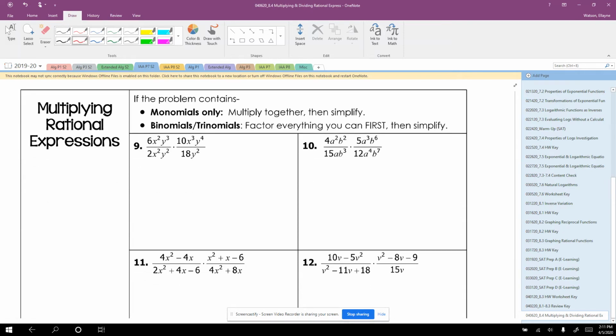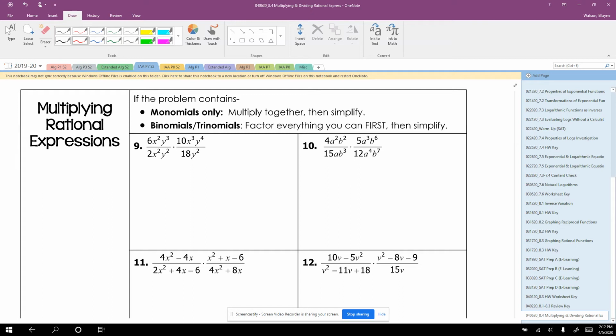Now, what if we have to multiply? The first page we were just simplifying. On this page, the extra step is that you've got to multiply. Now here's my recommendation. You don't actually have to always multiply first. It says it up here: with monomials, multiply, then simplify. When it's two binomials or trinomials, you can factor everything first, then simplify. So I want you to get comfortable with whether it makes sense to simplify first and then multiply, or multiply and then simplify.